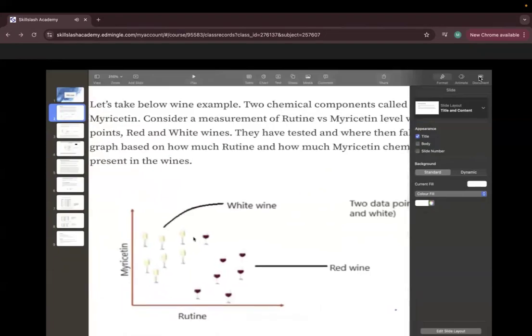There is some chemical component required to create the wine. I don't know how to pronounce this, but I'm just trying. This is rutine and this is myrisine. These two are the chemical components which are responsible for the coloring of the wine. If, let's say, you have high butane and less of this, the wine is going to be red in nature. If you have high isotyne and less butane, it is going to be white in nature.